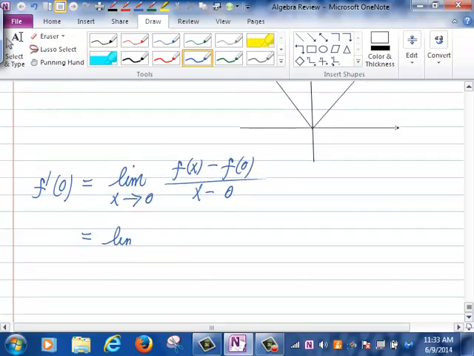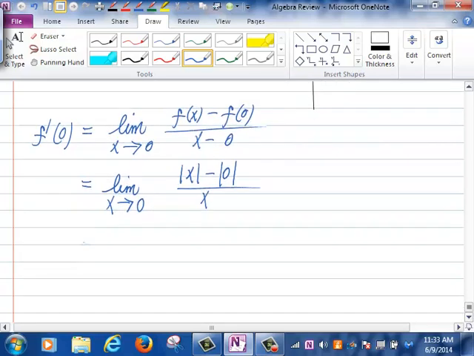Well, the limit as x goes to 0. f of x is the absolute value of x. What is f of 0? f of 0 is 0, right? So I get the absolute value of 0 here divided by x. So this is equal to the limit as x goes to 0 of absolute value of x over x.